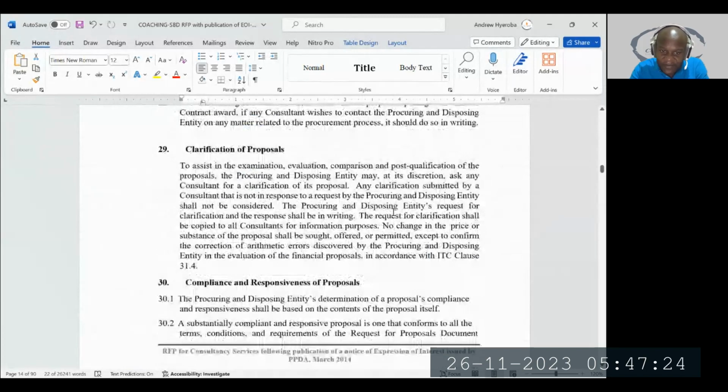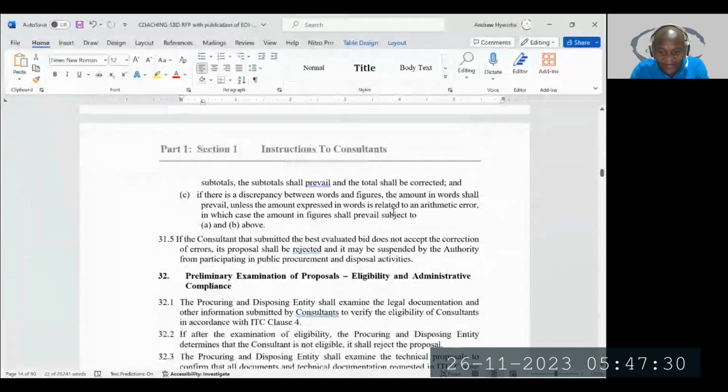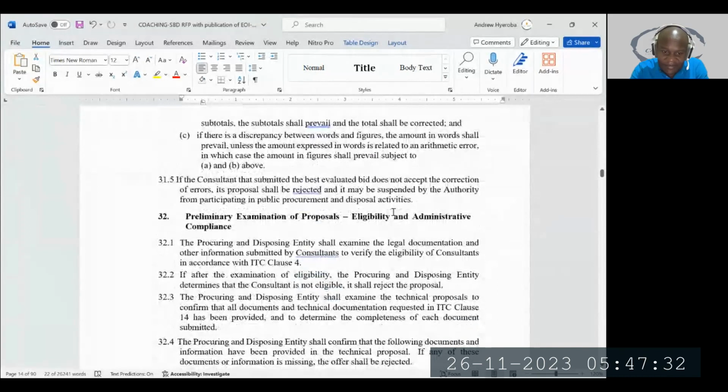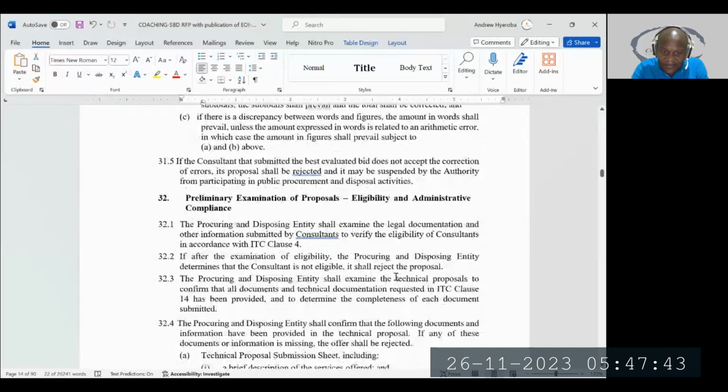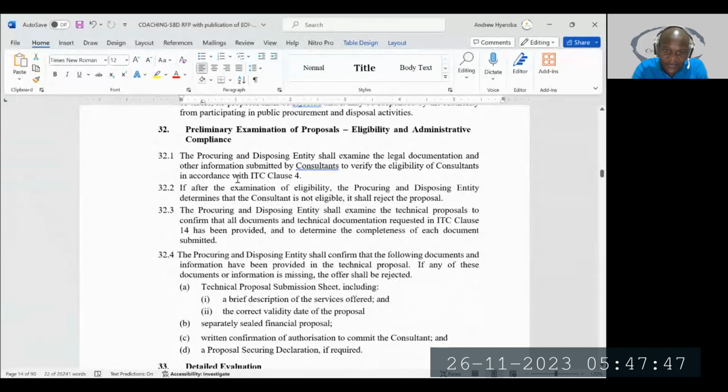What happens when you're not conforming, whether there are errors and omissions. Sometimes they'll call you back and say, please clarify this. Sometimes they'll just say, let's abandon this, reject this. They call you back normally if you're very few competing for a bid, to clarify certain elements. If not, then 32 tells us there is a preliminary examination, administrative compliance, and eligibility.